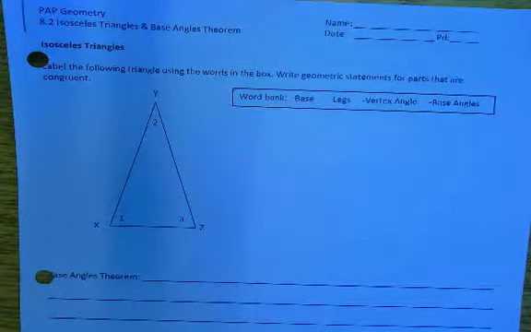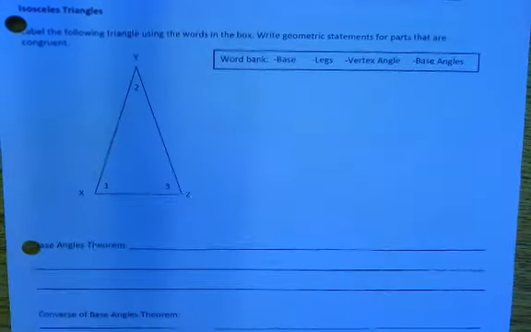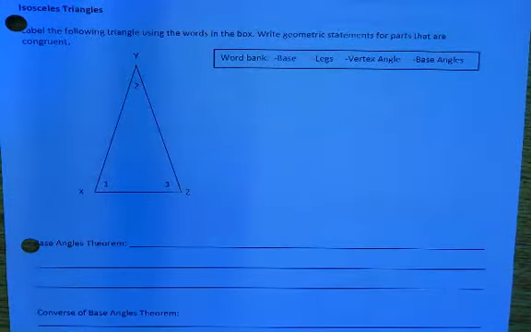Today we're looking at isosceles triangles and their characteristics, and how we can use those properties of isosceles triangles in order to solve problems. We are going to do a few proofs, but they're not bad. First we're going to start with labeling an isosceles triangle.